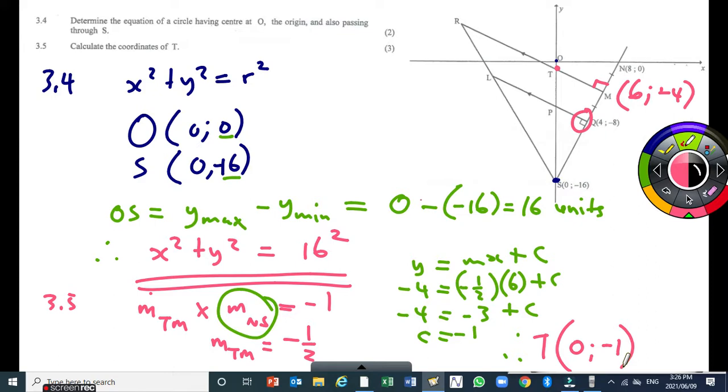That's making sense. And you can also find the equation for RM, for RT. Points R, T, and M are collinear. They are along the same straight line.